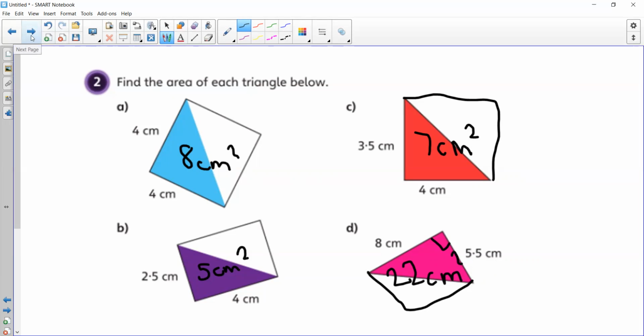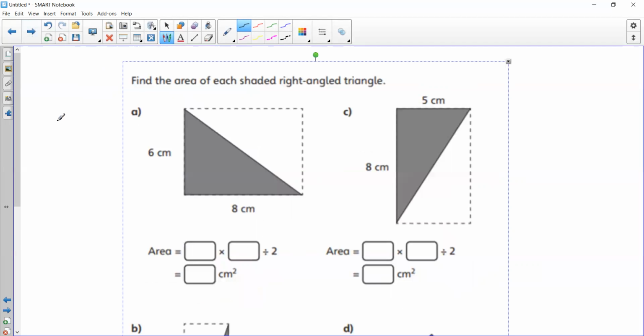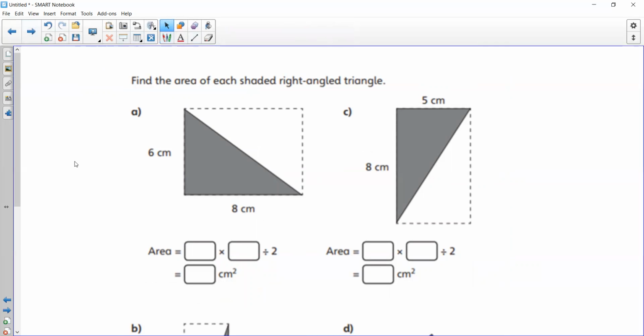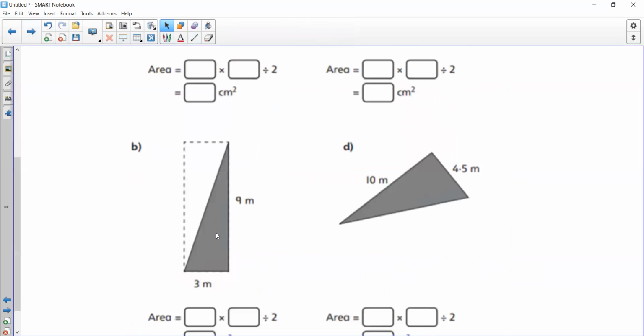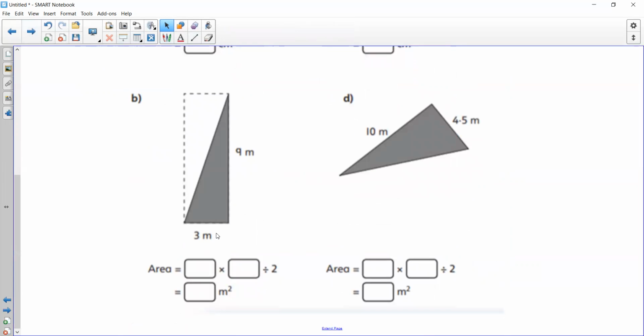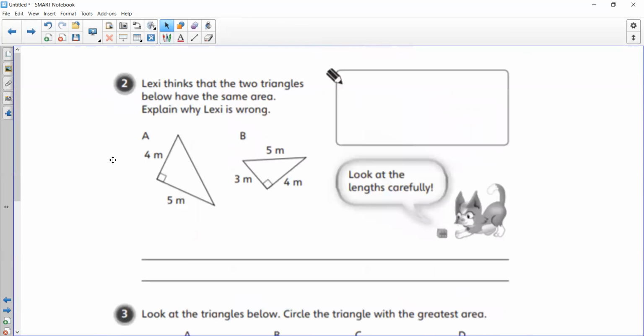Let's move on to what I want you to do inside your book now. So what you're going to do is pause the video on each question so you can see the question, but it's very, very similar to what we've just done. Find the area of each shaded right angle, and then B is down here again, so you just need to find the area of those triangles and fill them in. And then your next set of questions are these ones here.